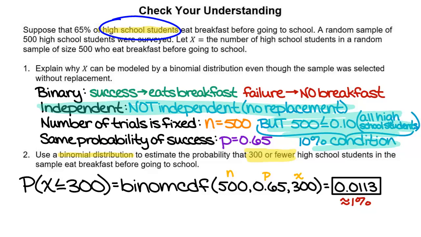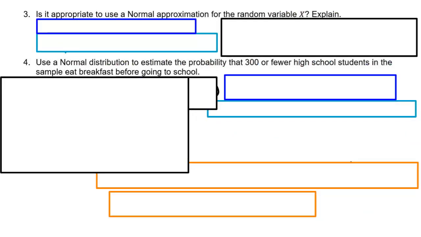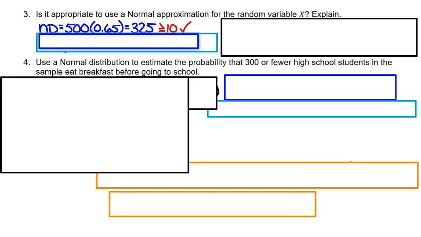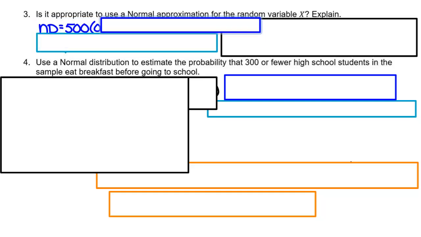Right, number 3. Is it appropriate to use a normal approximation? What do we need to check to see whether or not this is appropriate? This is one of the other new things that we learned in this lesson. NP needs to be greater than or equal to 10. What is N times P here? 325, which is greater than or equal to 10, right?